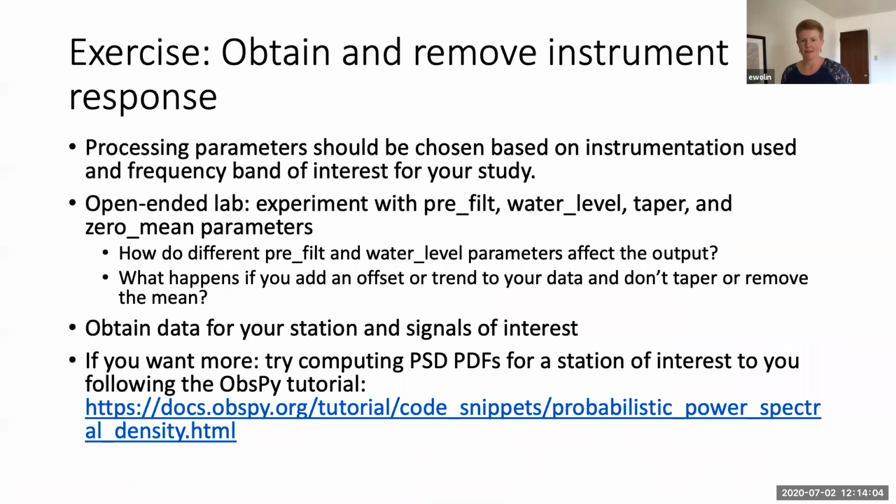Mm-hmm. So the question is, a lot of stations downloaded from IRIS come with several, e.g. LHZ and BHZ channels for the same sensor. Is this just downsampled data? Yes.